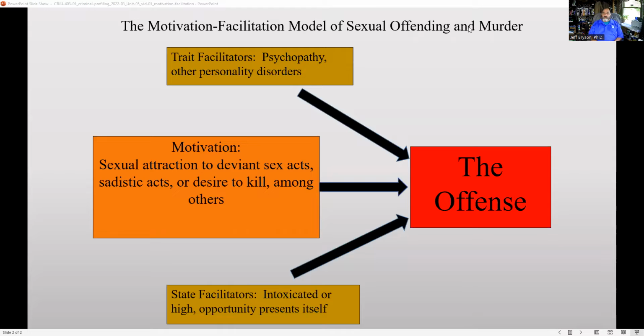In this unit, we're talking about crime signature, modus operandi, and motive. So let's talk about this motivation facilitation model of sexual offending and murder. Now, this is used a lot in treatment with sex offenders. That is treatment that is specifically aimed at the sexual offending itself. So curtailing the sexual offending.